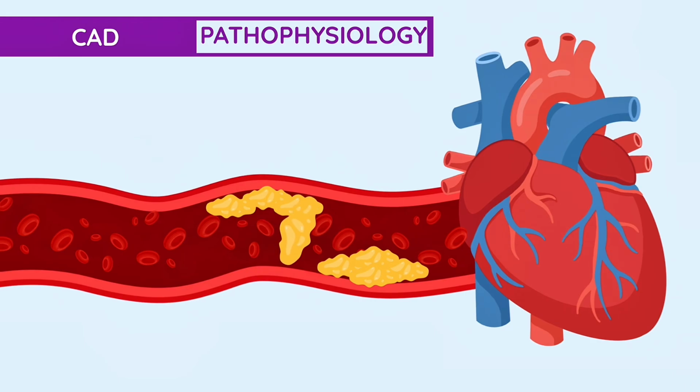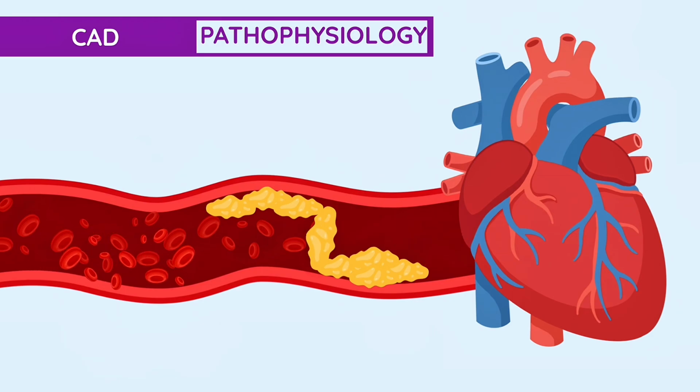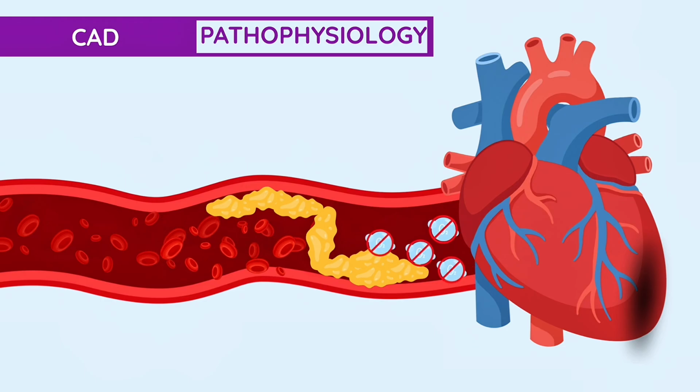A plaque doesn't need to fully block an artery to be dangerous. If it's unstable, it can rupture, and the body reacts to the rupture by forming a clot right on top of it. That clot is what causes sudden, complete blockage, and that's how a heart attack happens. The muscles die off because of lack of oxygen.